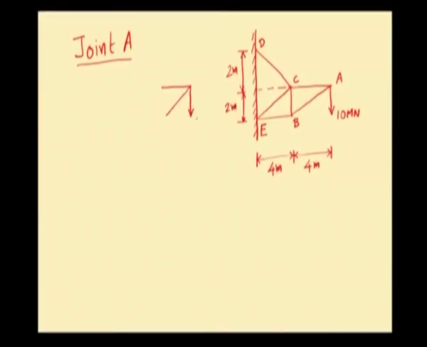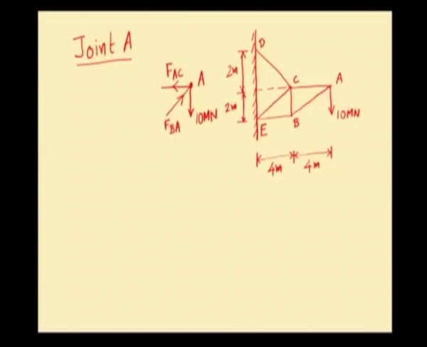At joint A, we have a downward force of 10 meganewton acting. We have the member CA meeting at joint A. Let FCA or FAC be the force in that particular member. We shall assume tensile force for that particular member. So, the arrowhead should point away from this joint A. Also, there is another member BA coming in joint A. Let the force in that particular member be FBA. We shall assume compressive force for this particular member. So, the arrowhead should point towards this joint.